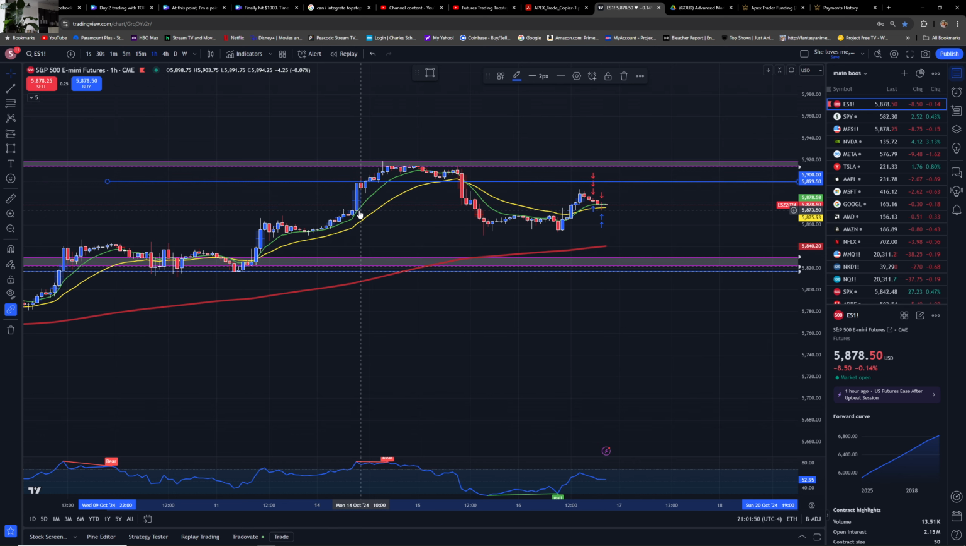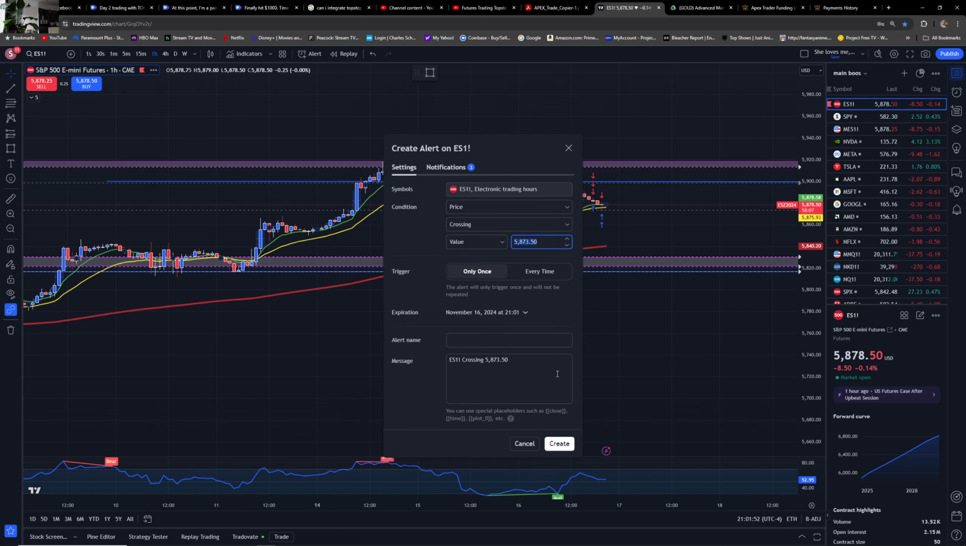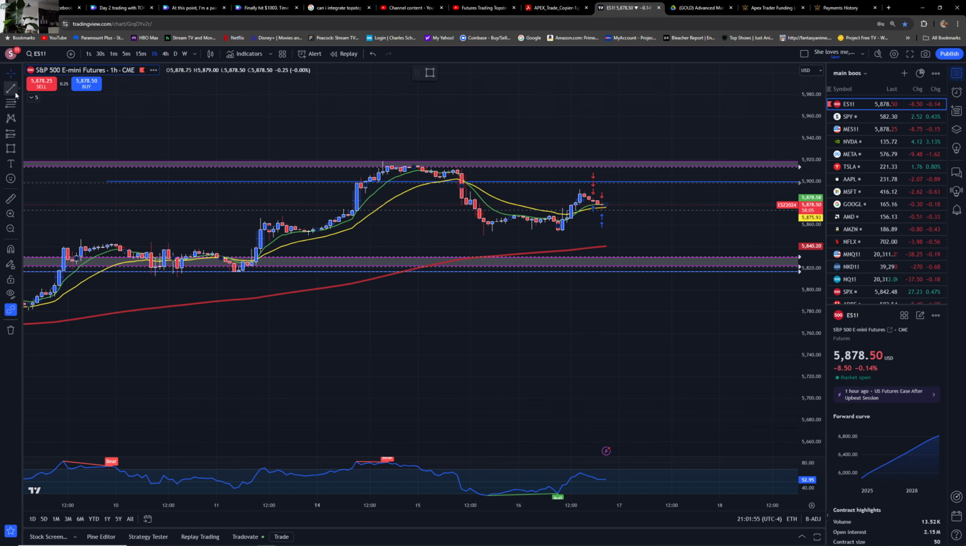Next up, you're going to go to where the consolidation ends right here. Add an alert to that area right there. Put another blue line across that area there.